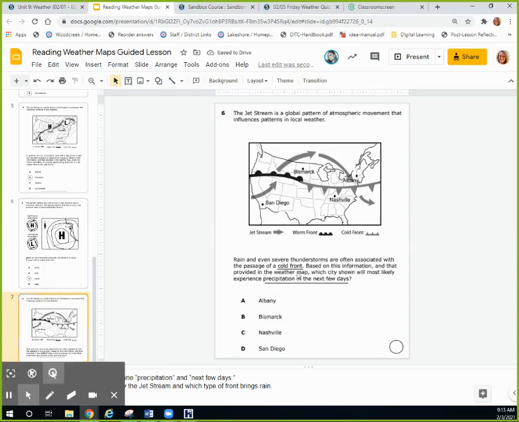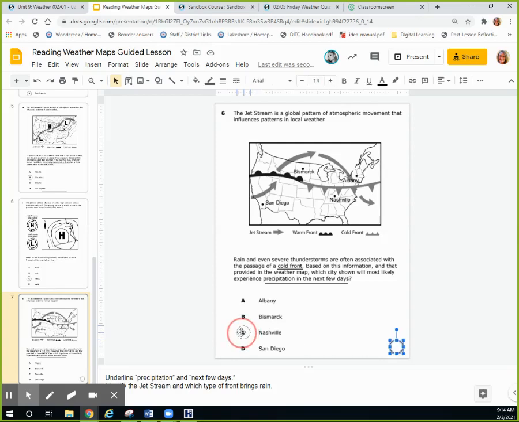So we have our keywords underlined. We look at our map. Where is this cold front headed to? What city should experience the severe precipitation and drop in temperature from this cold front? It's moving south. The next city that is going to be affected is going to be Nashville. It is the only city in its path.